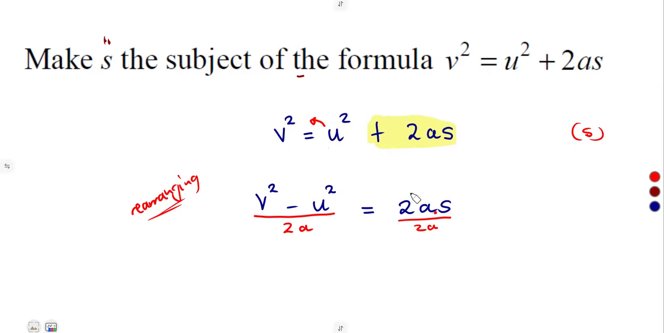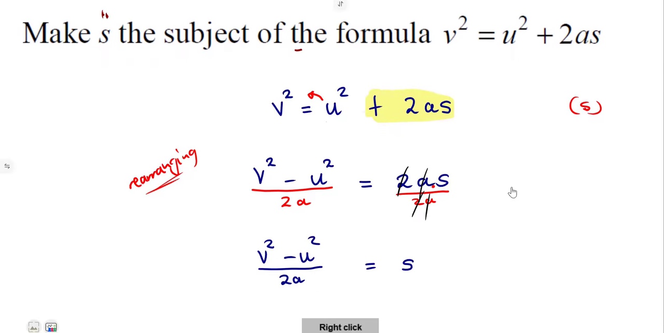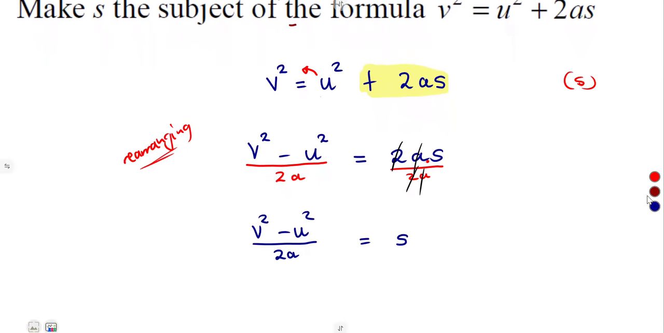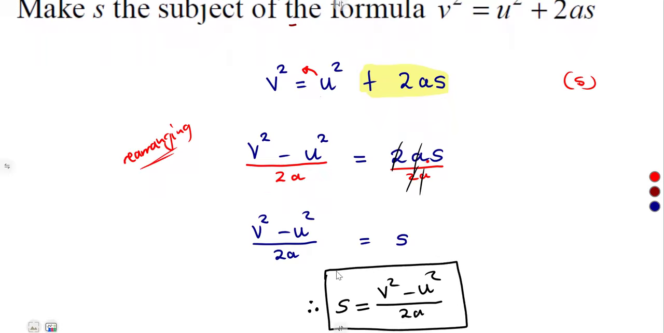So this cancels. This cancels. You are left with S. So simply, our S is equal to V squared minus U squared over 2A. This is our S, just like that. You have made the letter S the subject. So therefore, S is equal to, just rewrite as it is, V squared minus U squared over 2A. This is what represents our S.